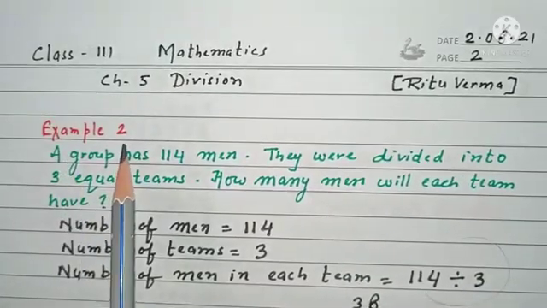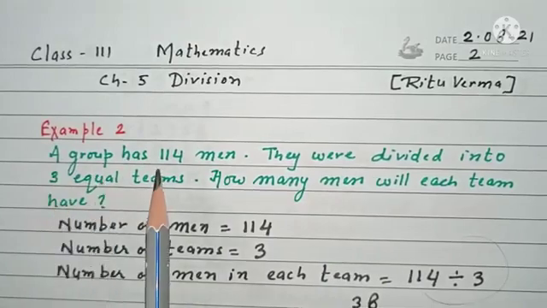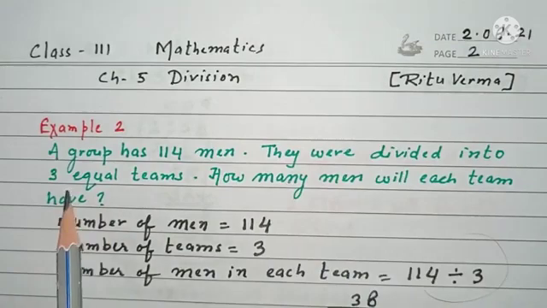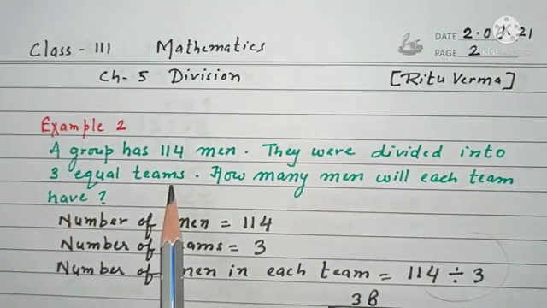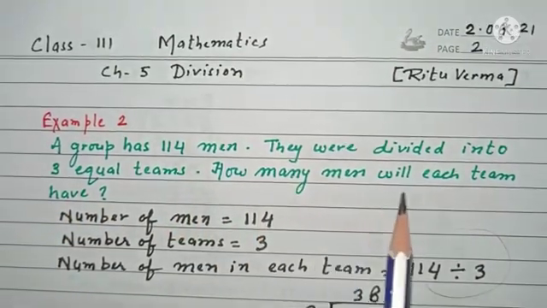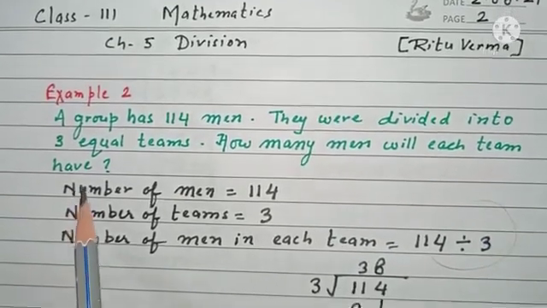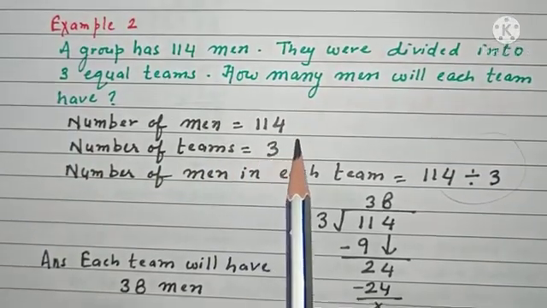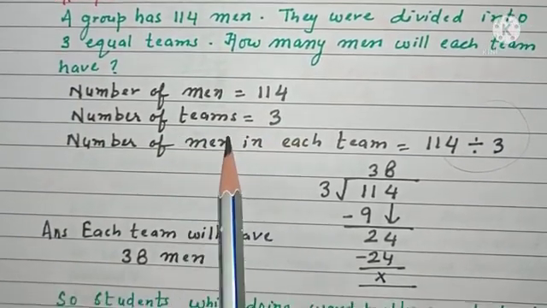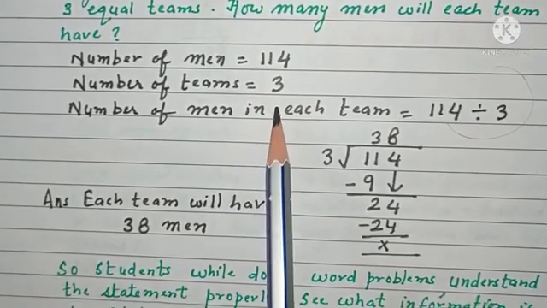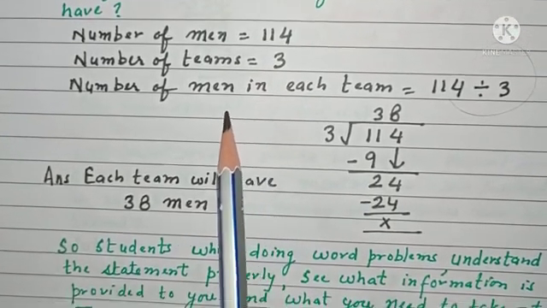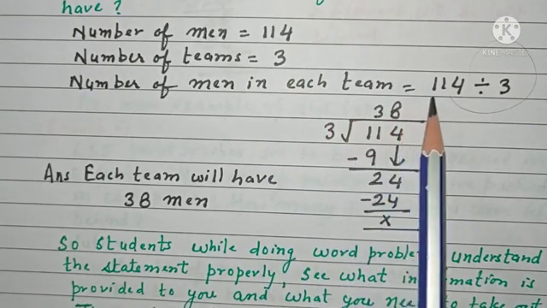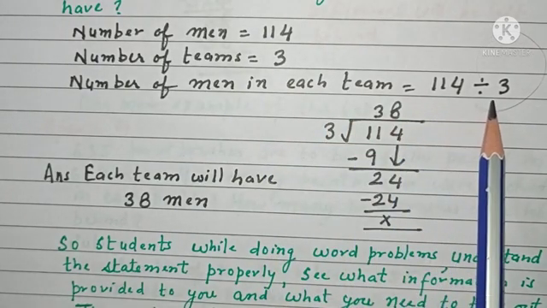Moving on to example number 2. A group has 114 men. They were divided into 3 equal teams. How many men will each team have? So students, the total number of men is 114 and they are to be divided into 3 teams. So what we need to do? We need to find how many men there are in each team. So it would be 114 divided by 3.